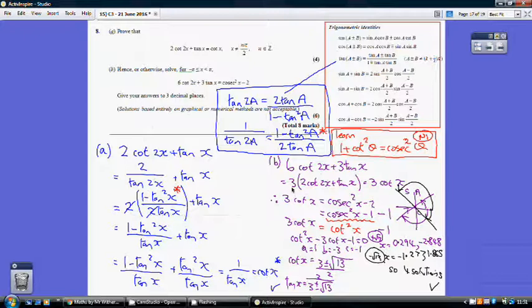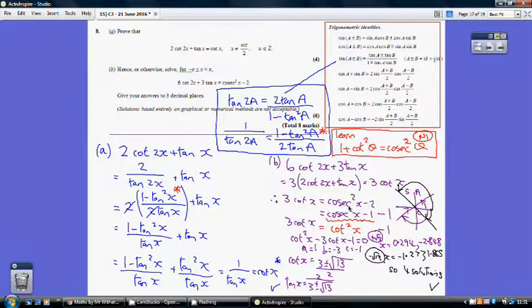We then factorise that, we get 3 lots of 2 cot 2x plus tan x, and that takes us back to our part A, so we can say that that in fact is 3 cot x. So our left hand side is 3 cot x, so we're saying our left hand side 3 cot x equals our right hand side, cosec squared x minus 2.